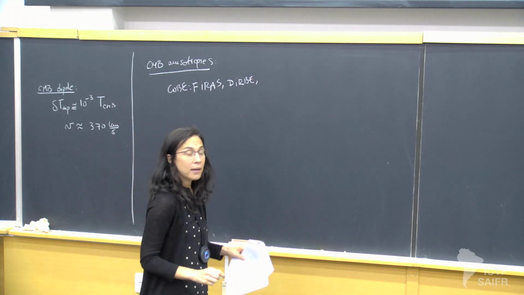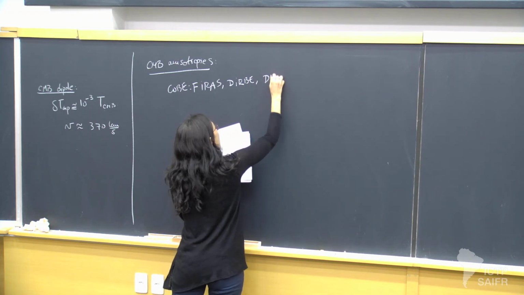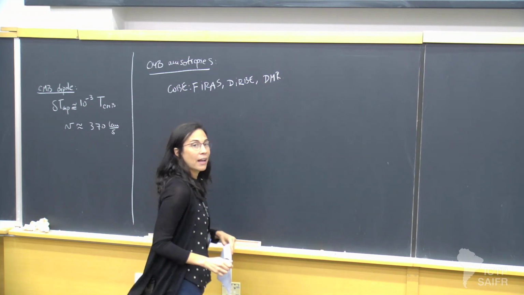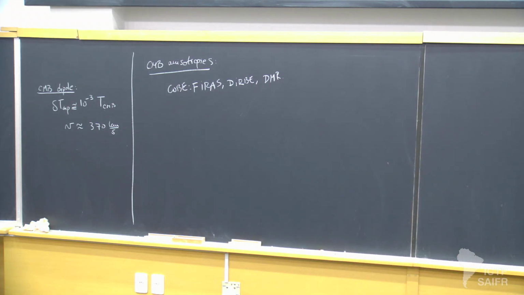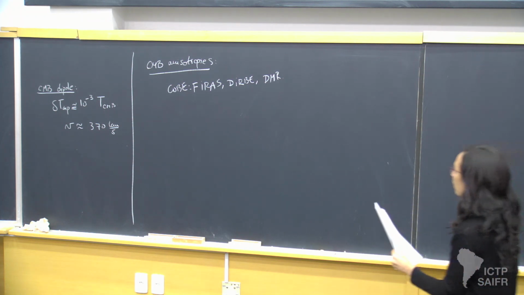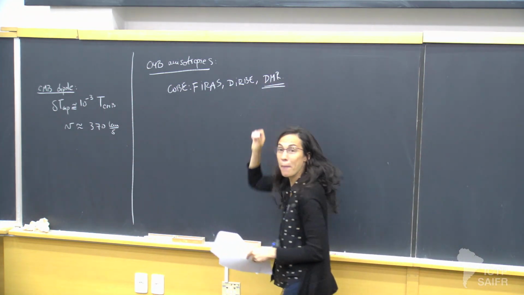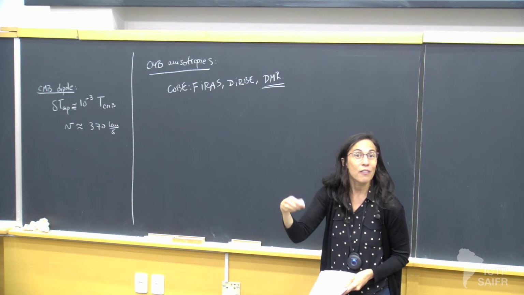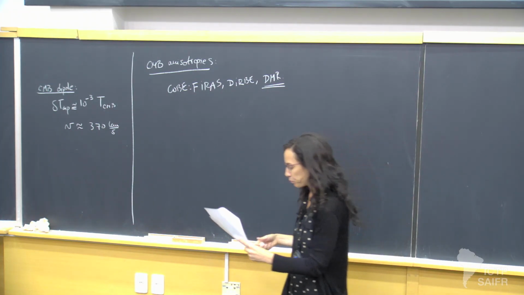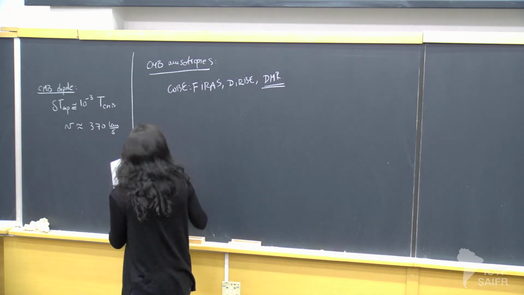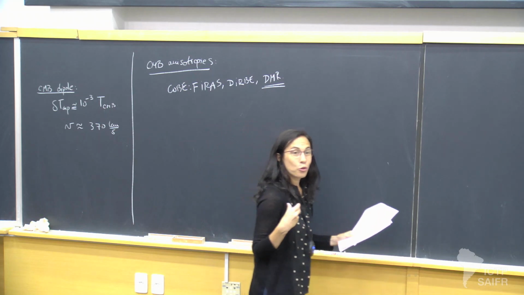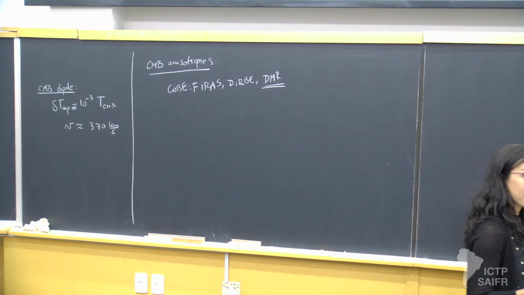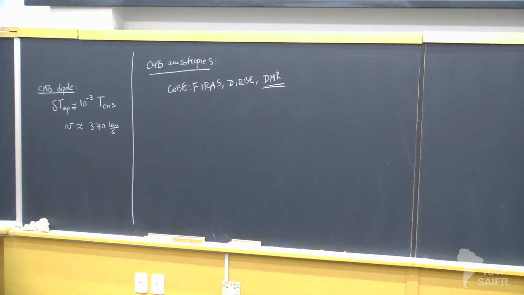The third one, called DMR, the Differential Microwave Radiometer, actually measured the temperature differences across the sky. And this one is the one that gave us the measurements that we will be studying in more detail today. DMR's measurements actually led to the Nobel Prize in 2006 for George Smoot and John Mather.